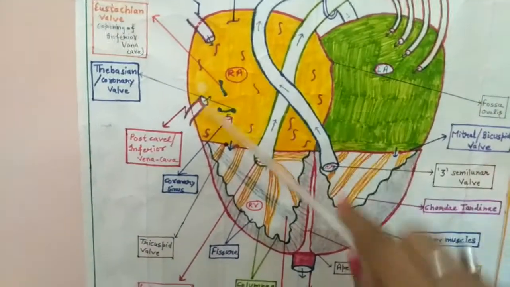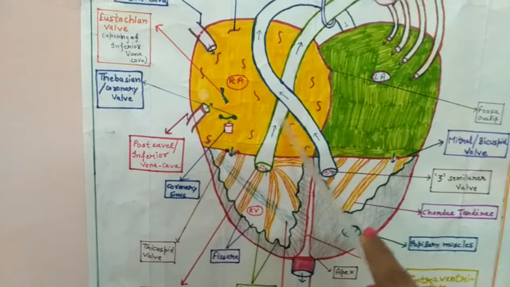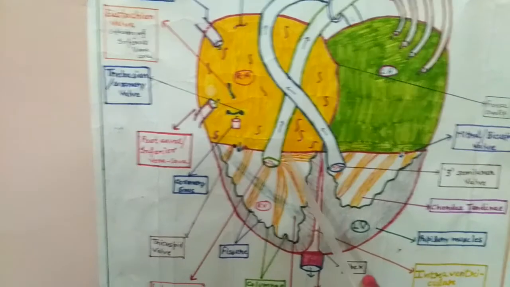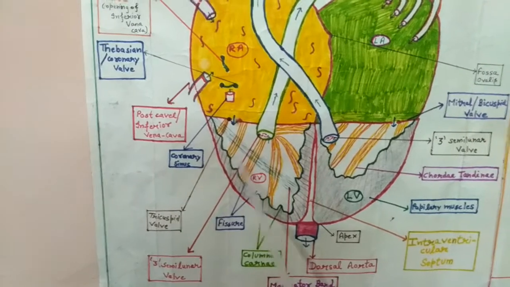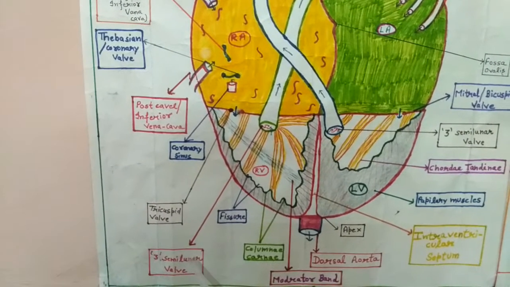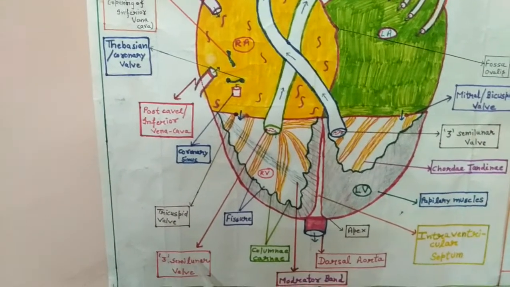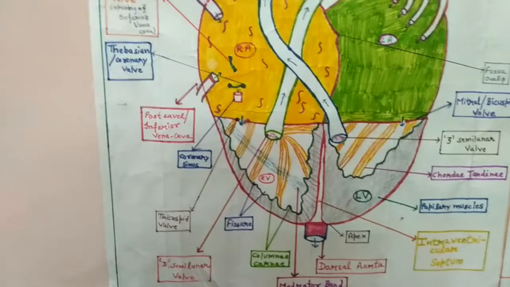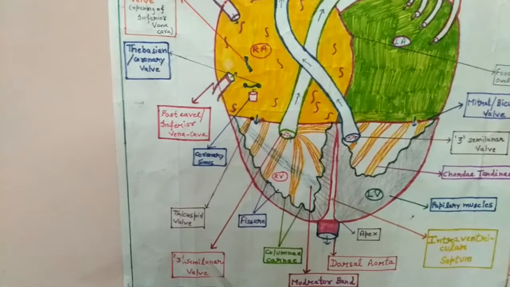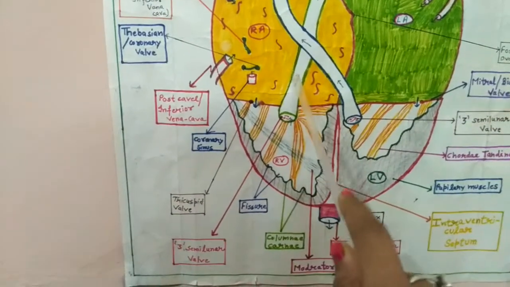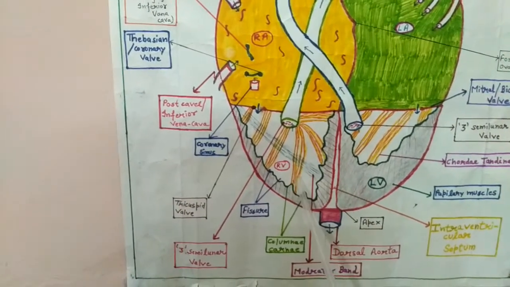As you can see here, between the right ventricle and the pulmonary aorta there is a valve-like structure. This valve is known as the semilunar valve. These are 3 semilunar valves. Why are they called semilunar valves? Because they have a half-moon-like structure. That's why these valves are called semilunar valves. These valves help to prevent the backflow of blood from the pulmonary aorta into the right ventricle.